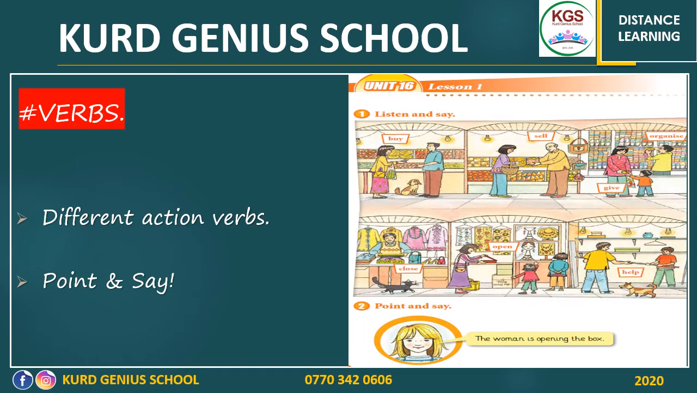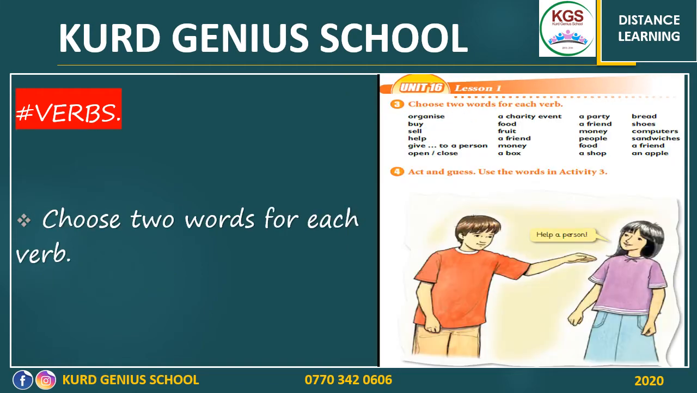The second exercise is just point and say. So it's kind of fun. I just want you to point at the picture and say what they are doing, what they are busy with, things like that.